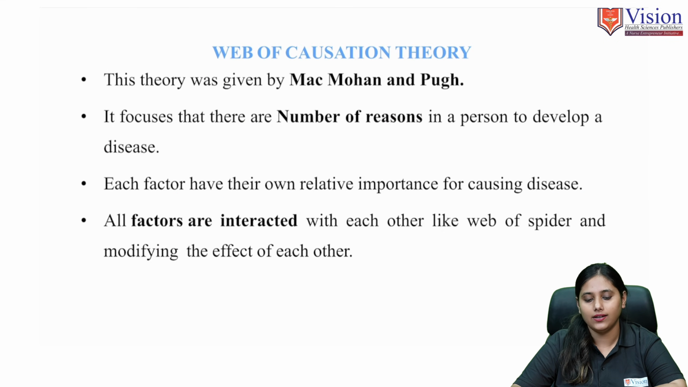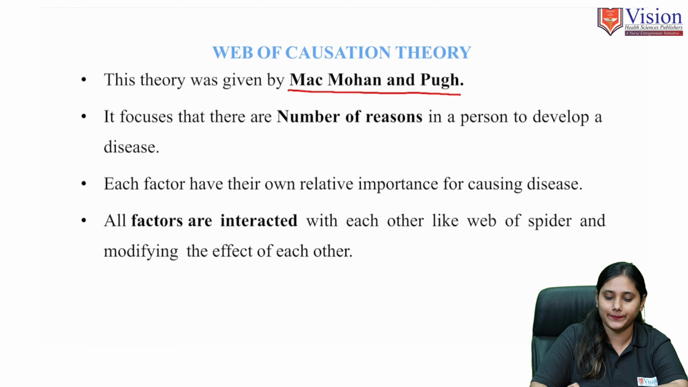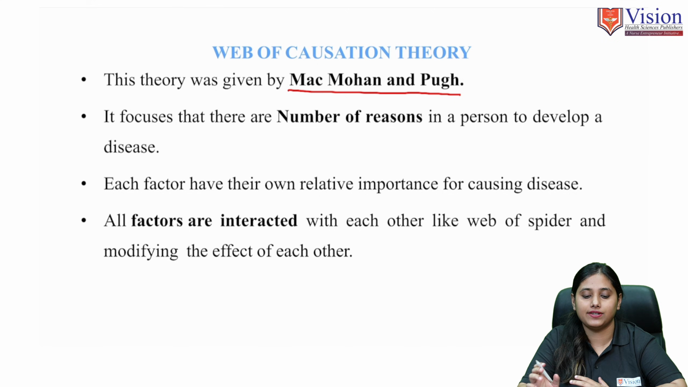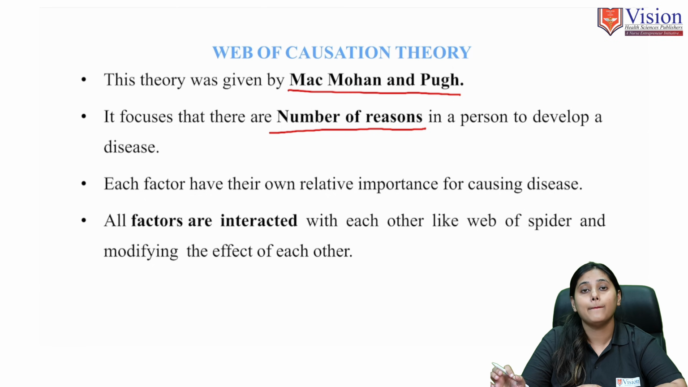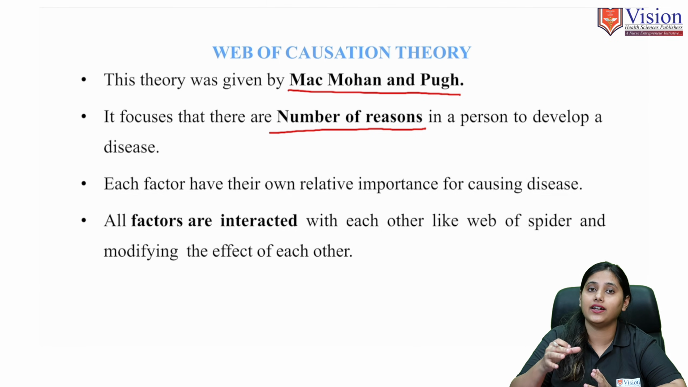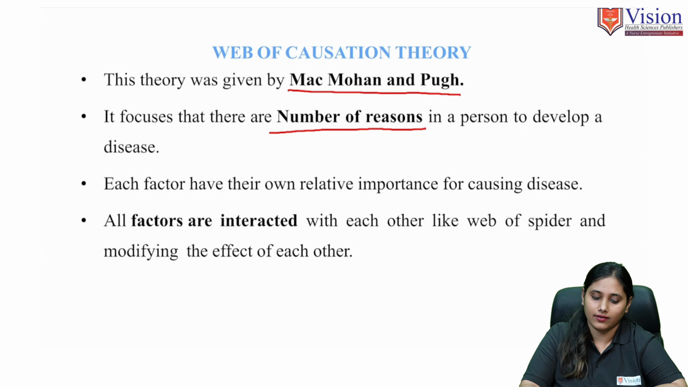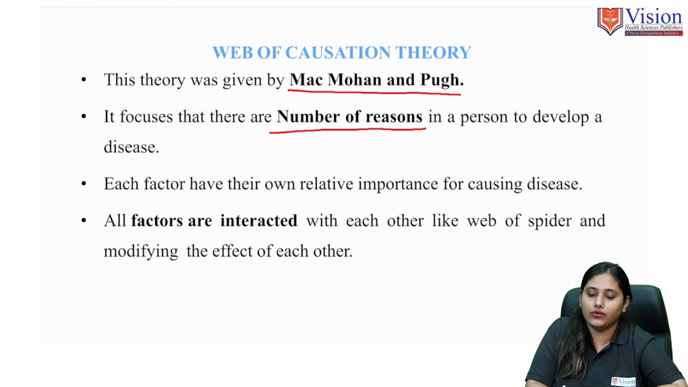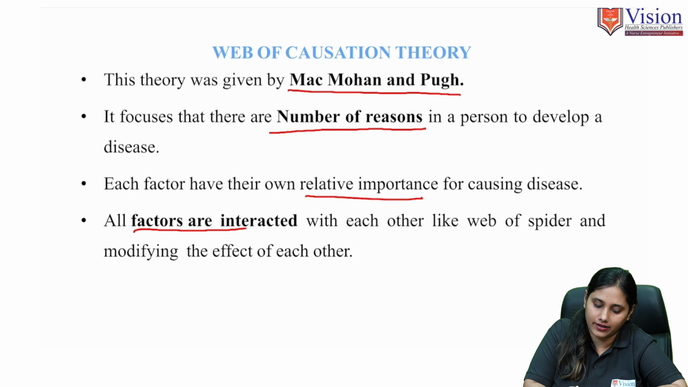The next theory is the web of causation theory. Who has given this theory? It is given by McMahon and Pugh. What is the main concept behind this theory? It focuses on a number of reasons. It says there is not only one particular reason which is causing a disease, but it is a web, like a spider creates a web. A disease is a web of reasons. Each factor has its own relative importance for causing that disease, and all factors interact.